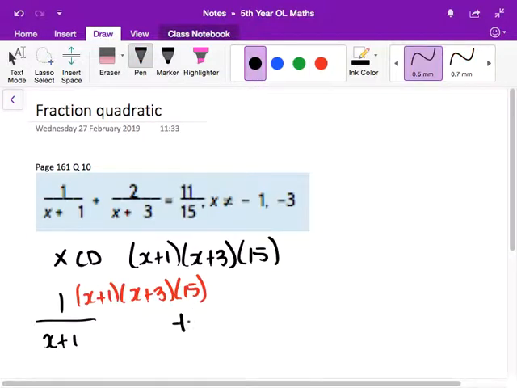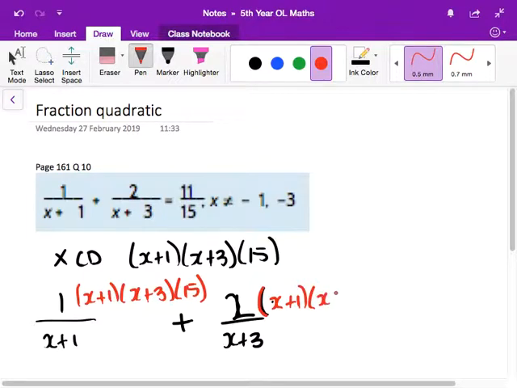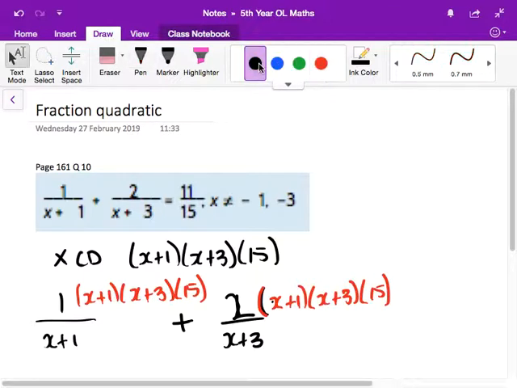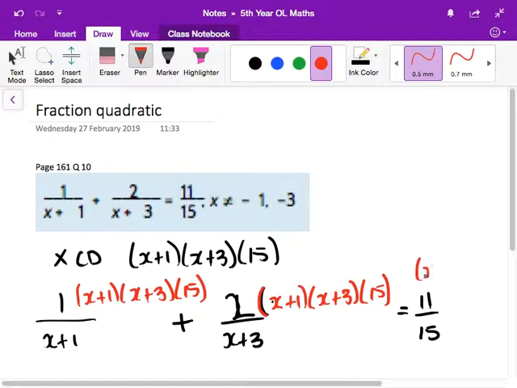Then we have 2 over x plus 3, sorry, it's not 1, it's 2, and we're going to multiply that by x plus 1, x plus 3, and 15, and then that equals 11 over 15, and we're going to multiply that by x plus 1, x plus 3, and 15.